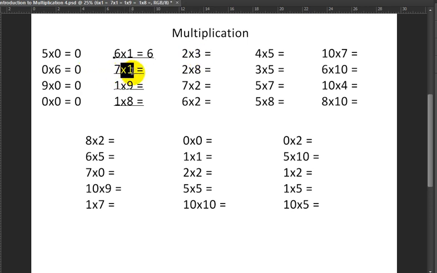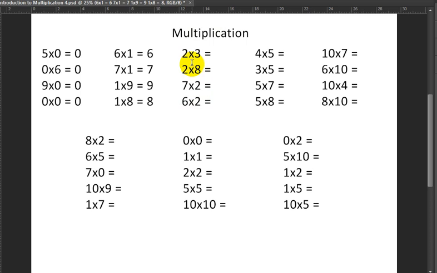What number am I multiplying 1 with here? That would be 7. So my result is going to be 7. What number am I multiplying 1 with here? That would be 9. So my result is 9. What number am I multiplying 1 with here? 8. So my result is going to be 8. Next up, we have the multiplications that have 2 in them.